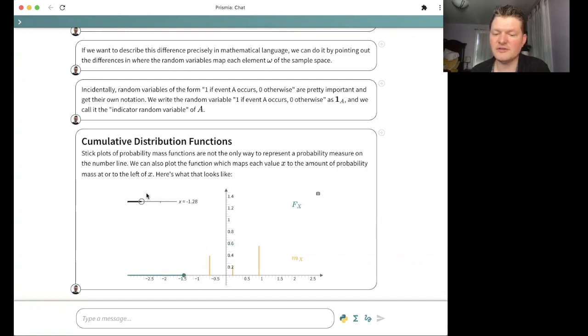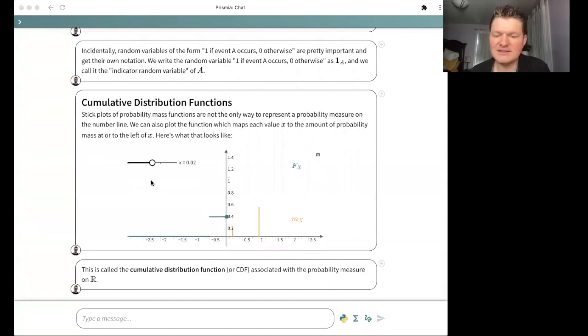It's the function which associates with each value x, how much probability mass is at or to the left of that value x. So I made this mathlet because I think it's really important to get this dynamism down in your head, this idea of gobbling up mass as you move from left to right.